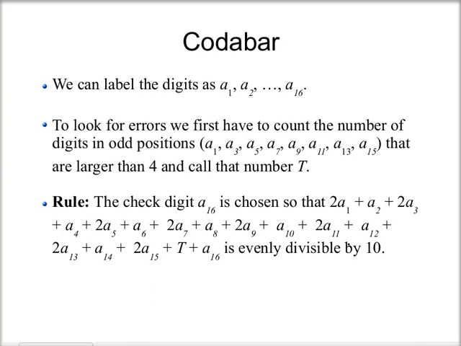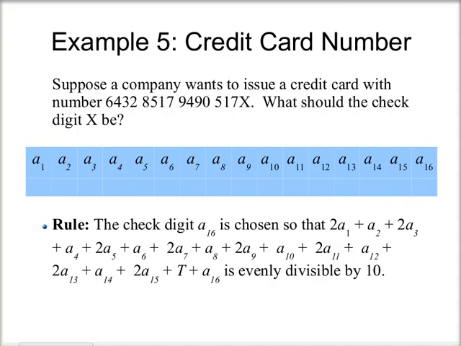Let's take a look at an example of a credit card number. Suppose a company wants to issue a credit card with this number, 6432-8517-9490-517X, where X is the check digit. What should the check digit X be? So first I'm going to fill in my chart here with all my digits. So I'm going to have 6, 4, 3, 2, 8, 5, 1, 7, 9, 4, 9, 0, 5, 1, 7, and I don't know what my check digit is. I'm just calling that X for now.